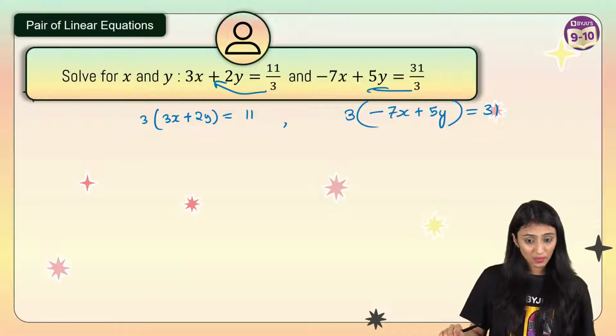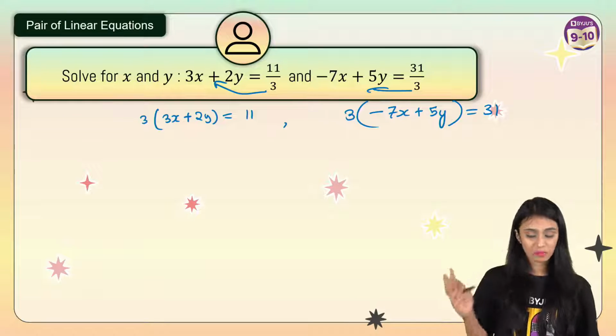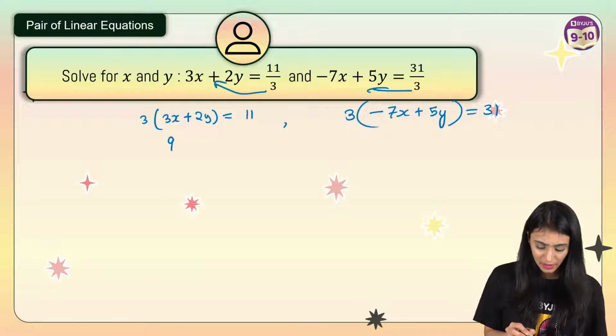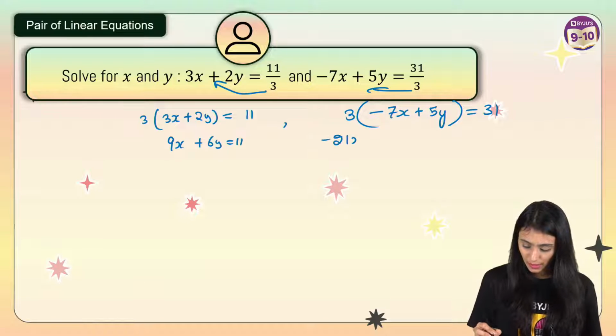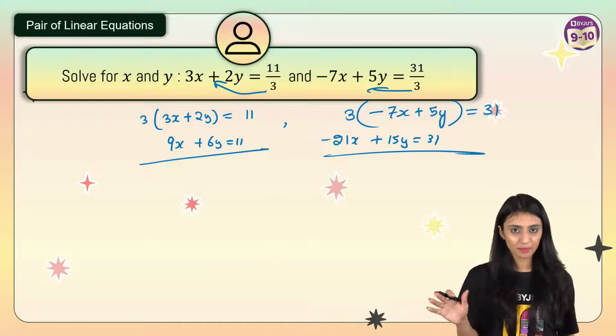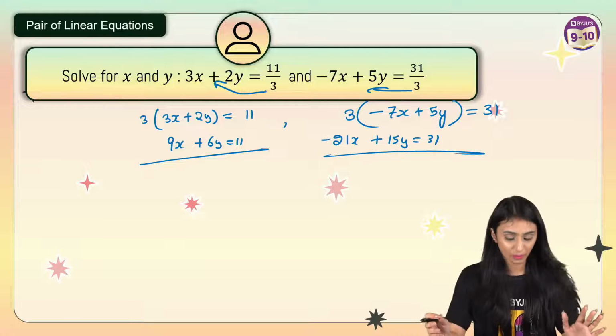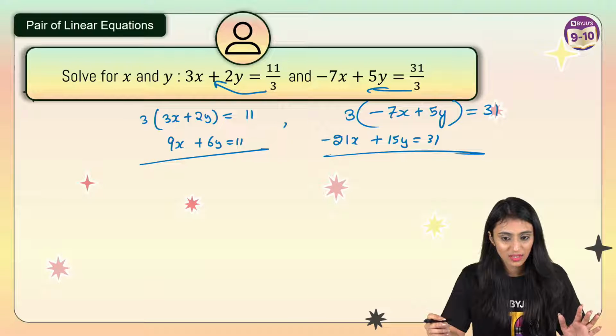Okay. So one way is that we cross multiply, and this will become very simple then. 9x plus 6y equals 11, and this would be minus 21x plus 15y equals 31. Now the equations are very simple. We can easily solve this using any of the methods. Chirantan, this was your doubt.